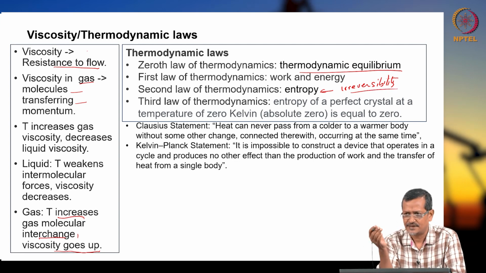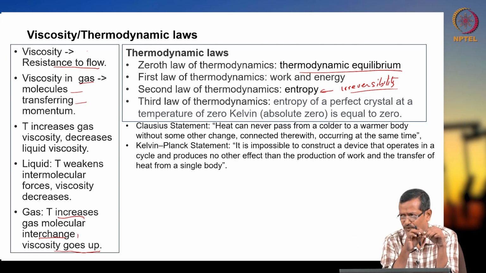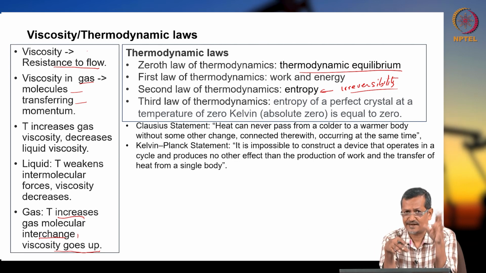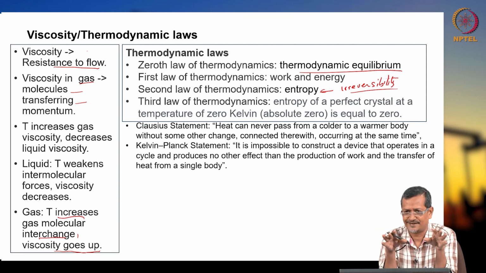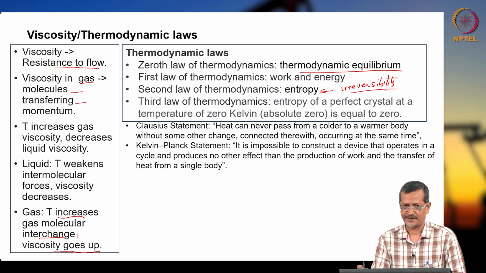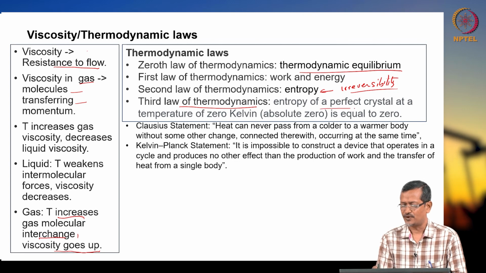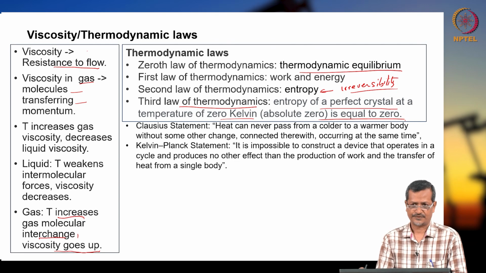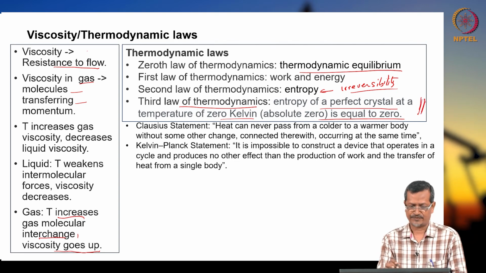Reversible means a process goes from A to B, and then you come back from B to A with no energy loss. But normal machines like an air conditioner, camera, TV, or computer running will have a certain energy loss you can never get back. That is called irreversibility of the process. The third law says the entropy of a perfect crystal at a temperature of 0 Kelvin, absolute 0, is equal to 0. So, the absolute 0 definition comes from the third law.